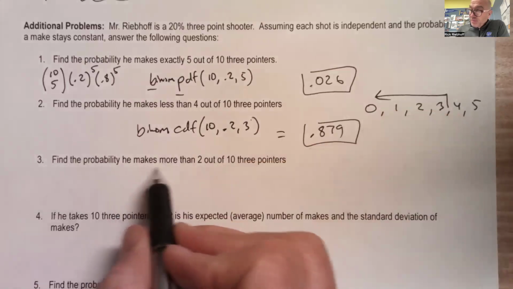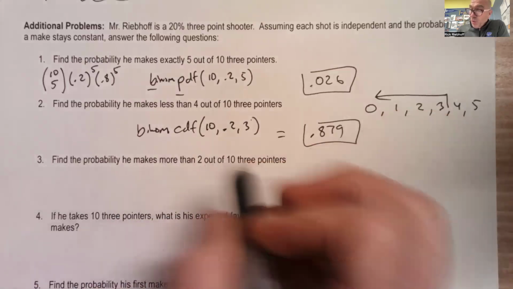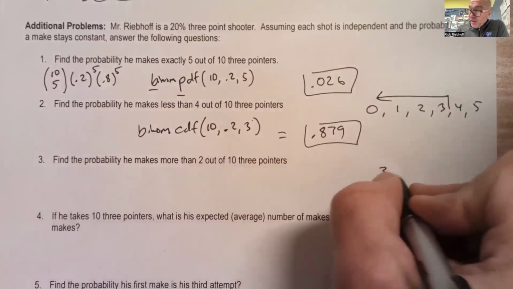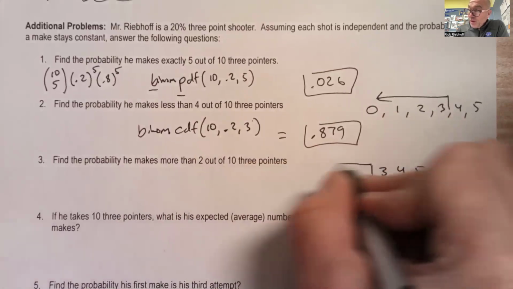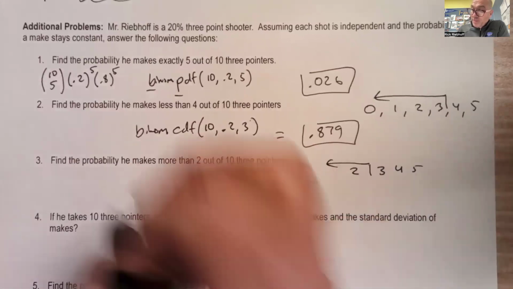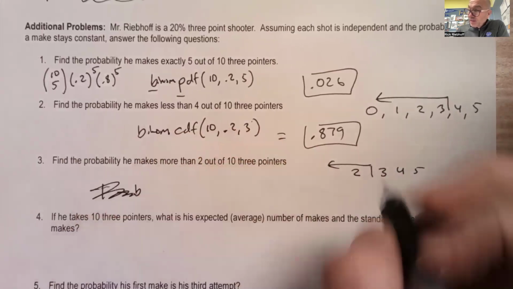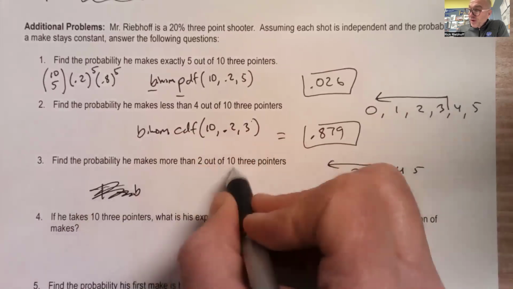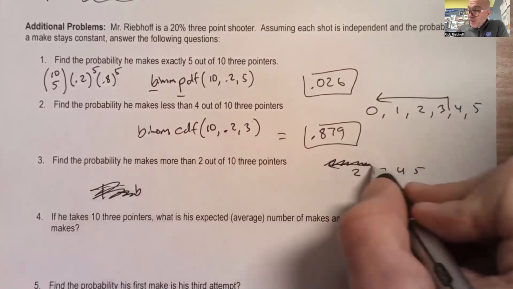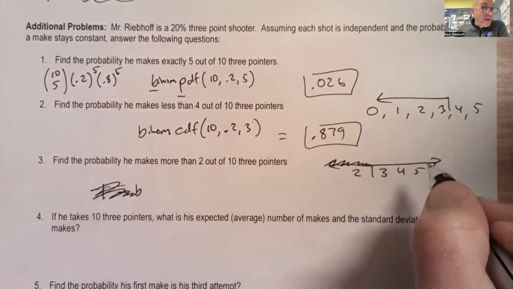Find the probability he makes more than 2 out of 10. More than 2 out of 10. So that'd be 3, 4, 5 that we want. We want 2 and below. So that's going to be 1 minus, oh no, sorry. He makes more than, my bad. More than 2 out of 10. So that's 3, 4, 5 and above.